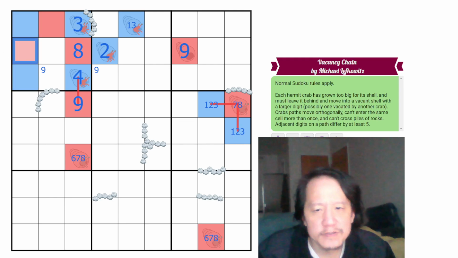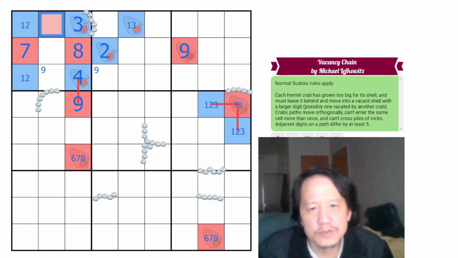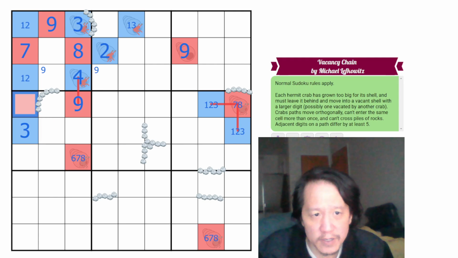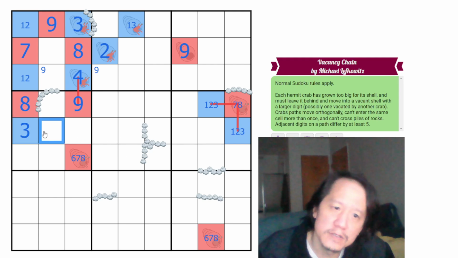This would have to be 7. This would be 1 and 2. This would be 1 and 2. This would have to be 9. This would be high. This would have to be low. So this would be 3 because it has to be next. So this would be 8.